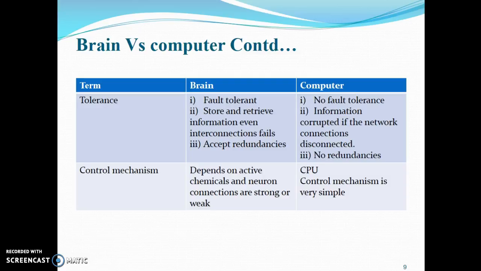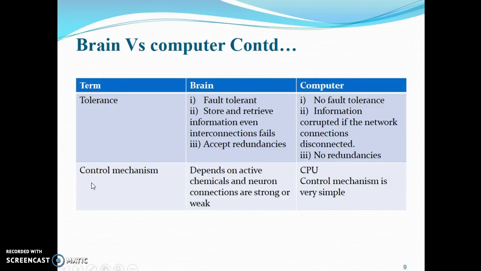Suppose we have various topologies like ring topology, bus topology, star topology. In bus topology, suppose one interconnection between two buses is destroyed, so the whole information will be corrupted. And in the computer there are no redundancies.